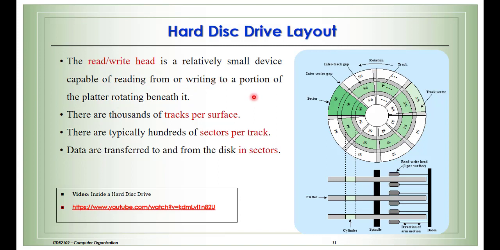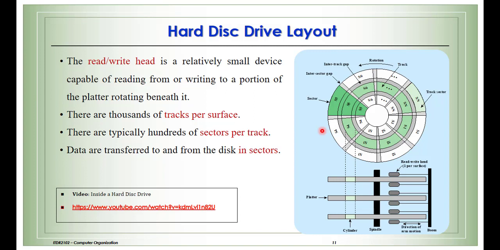In each surface there are thousands of tracks. In this example we have 1, 2, 3 tracks, but actually each surface has thousands of tracks. Then each track has hundreds of sectors, and the data is transferred in sectors, so we can read and write one sector at a time.